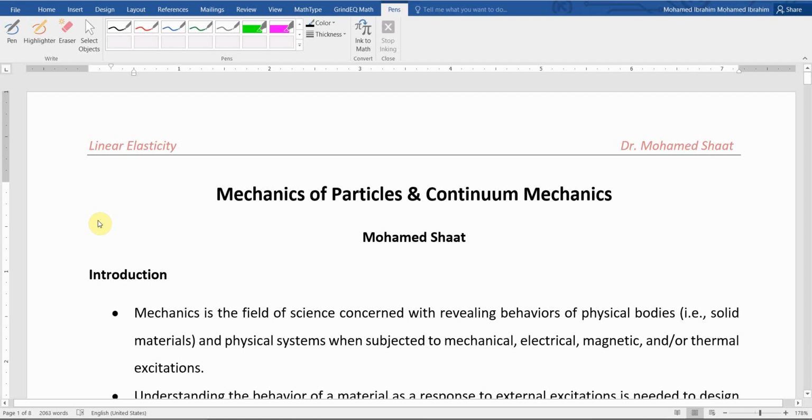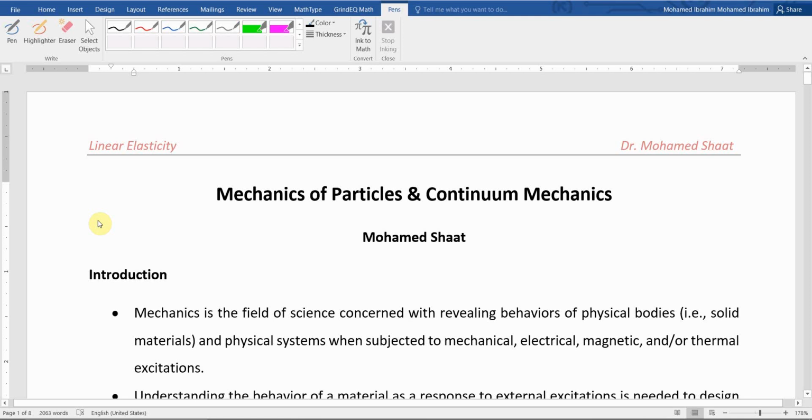In this video, we're going to start the first topic, the first chapter of this course on linear elasticity. In this chapter, we're going to discuss the mechanics of particles and continuum mechanics. This is an intro chapter for this course, just to understand what continuum mechanics means, what the relation is between the theory of classical mechanics and the mechanics of particles, and what the concept of classical mechanics is, which is going to be the main focus of this course.